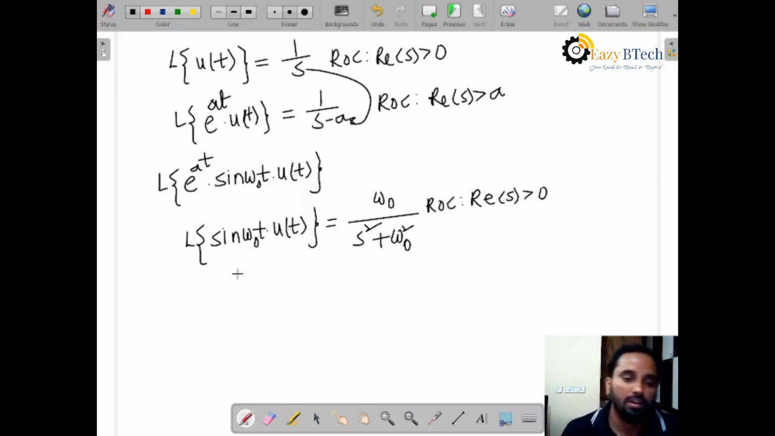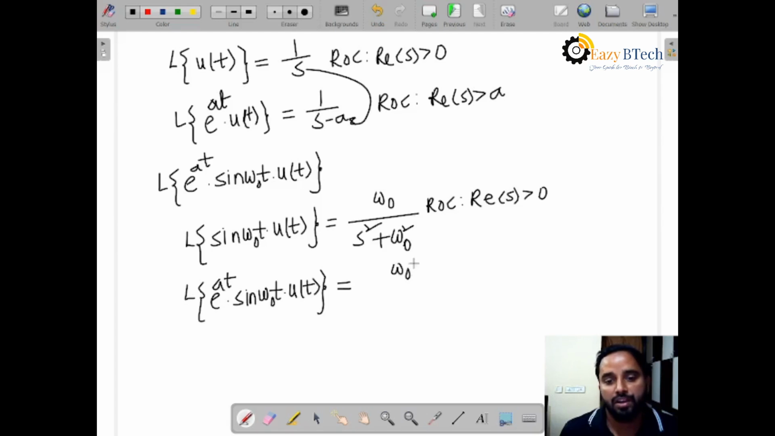Greater than 0. Now this is multiplied by e power at. So e power at sin omega naught t u of t. What happens to this? So omega naught by S minus A. S is replaced by S minus A whole square plus omega naught square, and ROC is real part of S is greater than A. That's all.